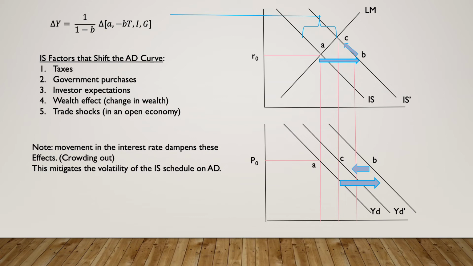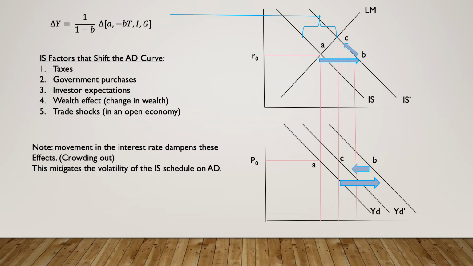IS factors that shift the aggregate demand curve will be anything that shifts the IS curve. Our equation for equilibrium there, again, was delta Y is equal to the multiplier multiplied by changes in any of our 4 autonomous variables. Our 4 autonomous variables included investment, wealth effects, and also fiscal policy. So the IS factors that will shift the LM curve, anything that shifts the IS curve, could be taxes, government purchases, investor expectations, or a wealth effect.